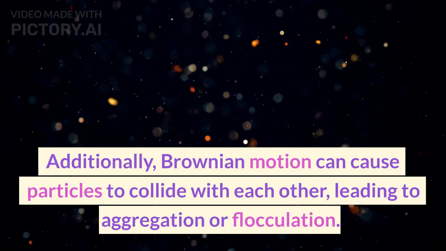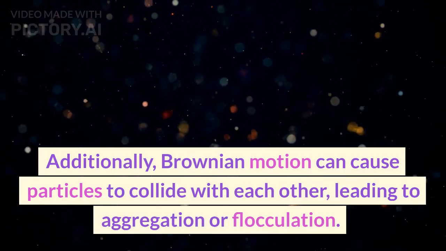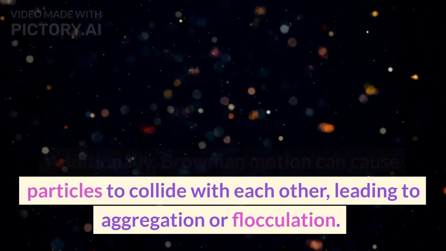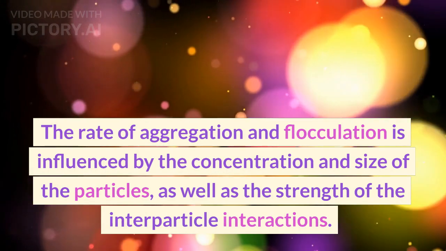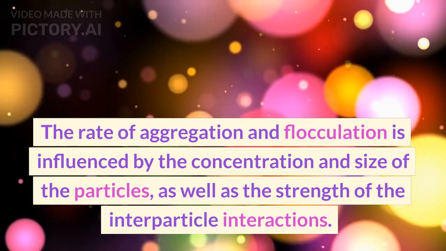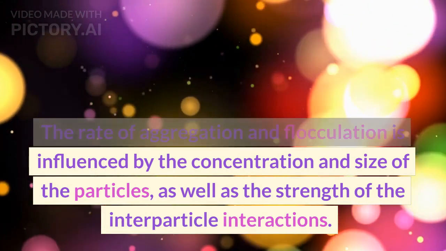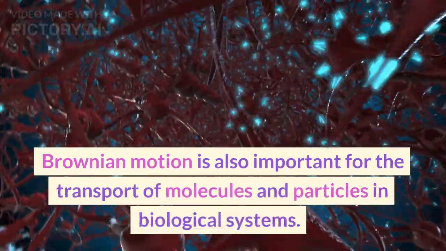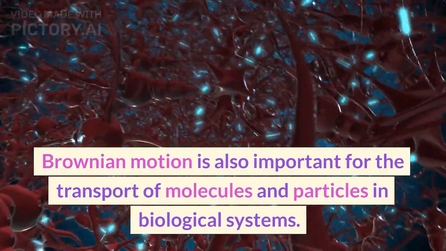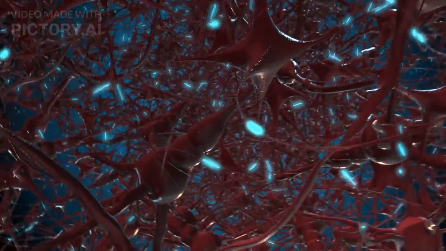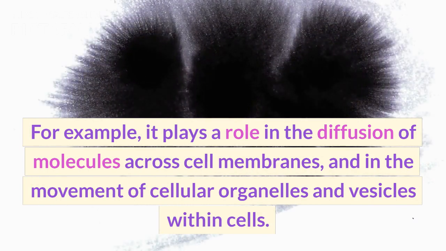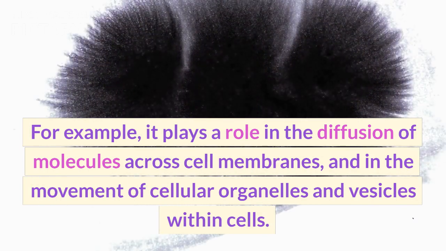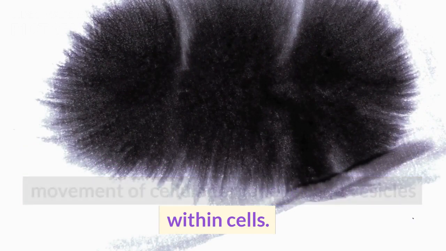Additionally, Brownian motion can cause particles to collide with each other, leading to aggregation or flocculation. The rate of aggregation and flocculation is influenced by the concentration and size of the particles, as well as the strength of the interparticle interactions. Brownian motion is also important for the transport of molecules and particles in biological systems. For example, it plays a role in the diffusion of molecules across cell membranes, and in the movement of cellular organelles and vesicles within cells.